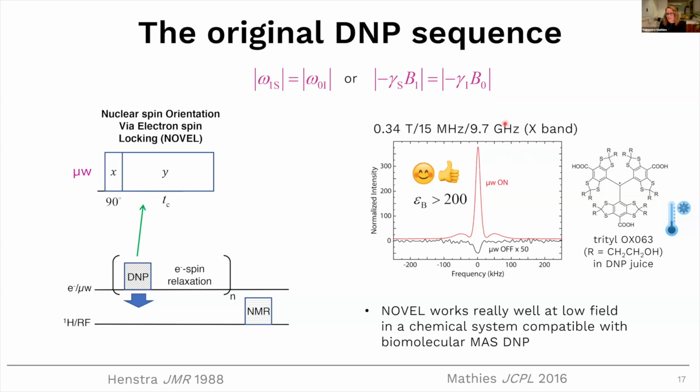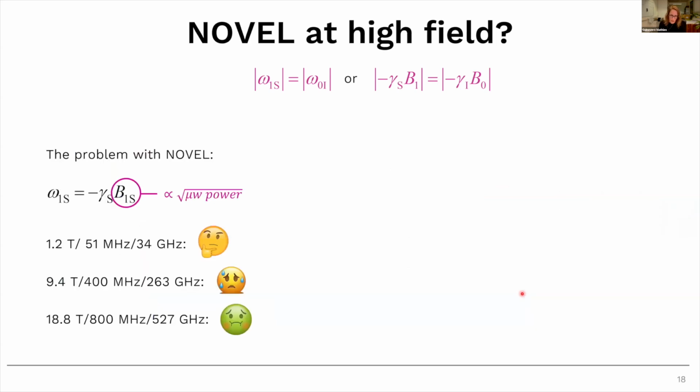Now, what we found quickly is that at low fields and frequencies, for example X-band, 0.34 Tesla, the NOVEL sequence works really well with the organic radical trityl in this frozen glassy matrix of glycerol and water. We easily could get enhancement factors in the sensitivity of more than 200. So we could show that this DNP pulse sequence NOVEL works really well at low fields in a chemical system that is compatible with biomolecular MAS DNP. The NOVEL sequence itself, however, is not compatible with doing MAS DNP at high fields and frequencies.